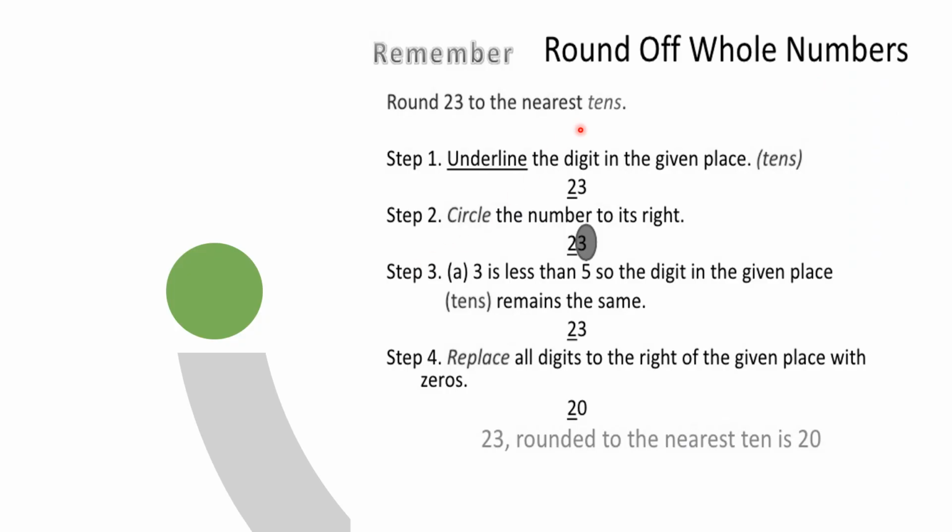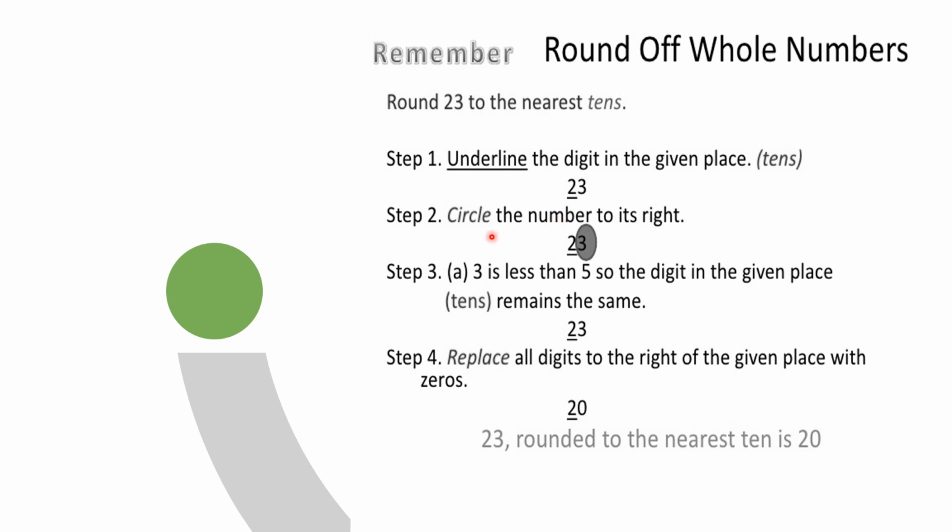Let us understand the steps. First is to underline the digit in the given place. For example, if we have to round 23 to the nearest tens, what will we do? Here it is 23. At first we will underline the required place. We have to round off up to the tens place, so 2 is at the tens place. We will underline that 2.